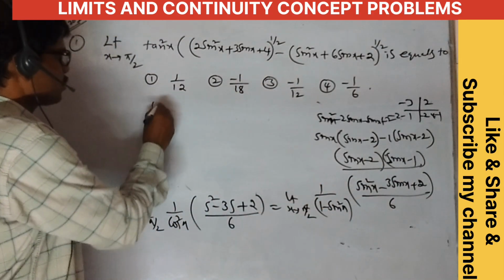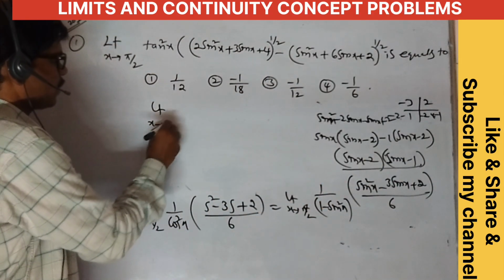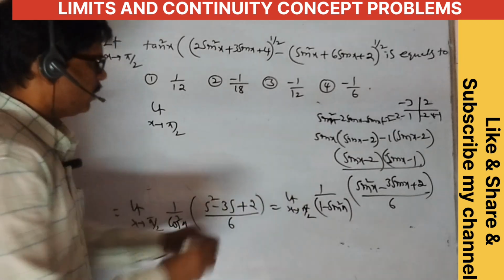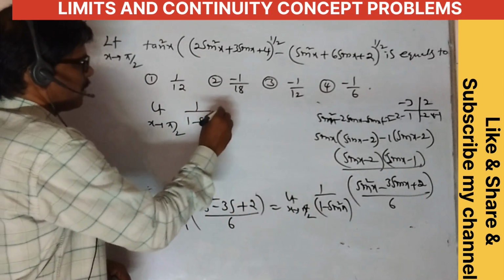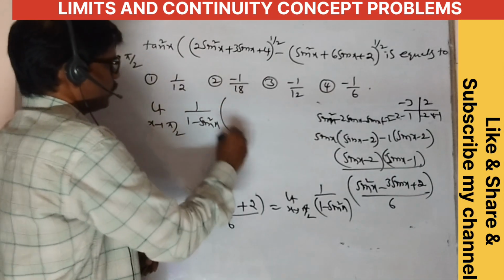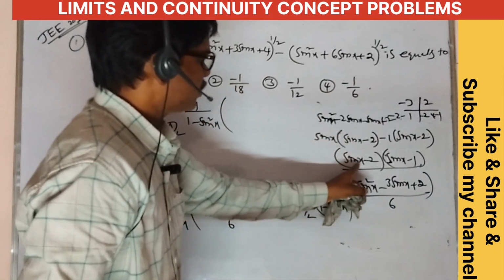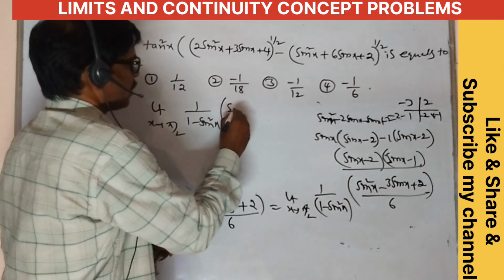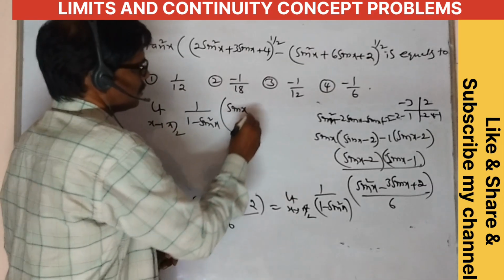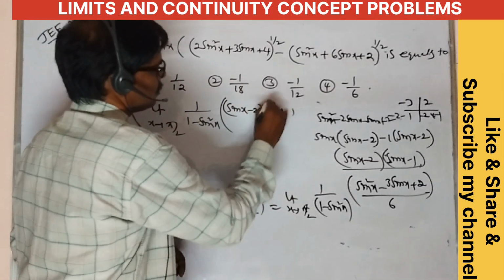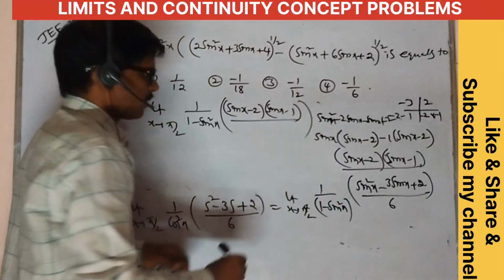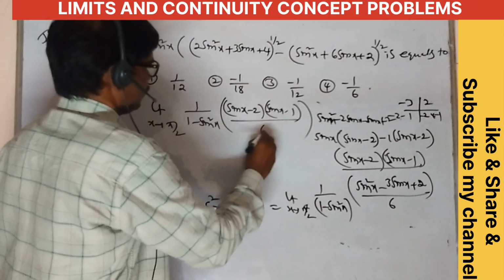So limit x tends to pi by 2, 1 by 1 minus sin square x into what is the value? Sin x minus 2 into sin x minus 1, by 6.